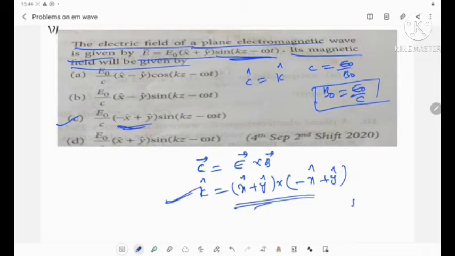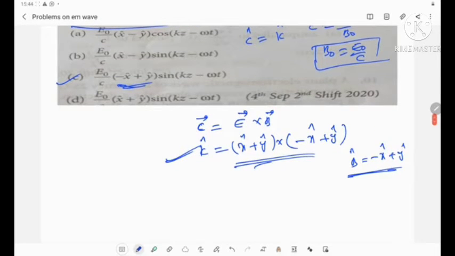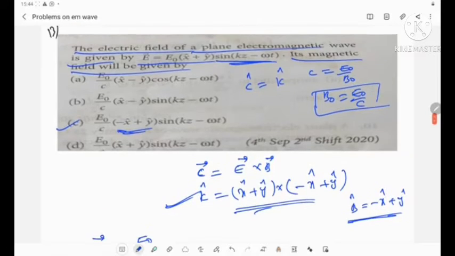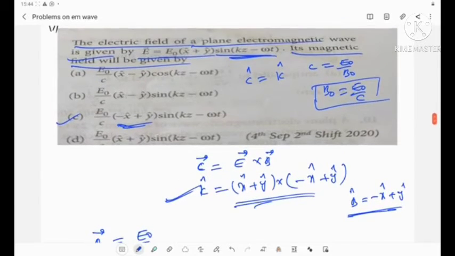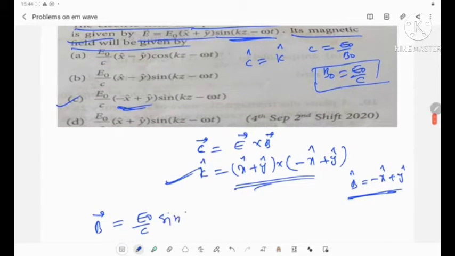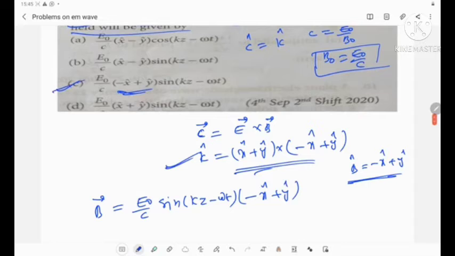Therefore now, B cap is equal to minus x cap plus y cap. This is the direction of the magnetic field. Now the magnetic field vector B bar is equal to its magnitude E naught by C, and the same as this becomes E naught into sin(kz minus omega t) in its direction. This becomes minus x cap plus y cap. Therefore, answer C is correct.